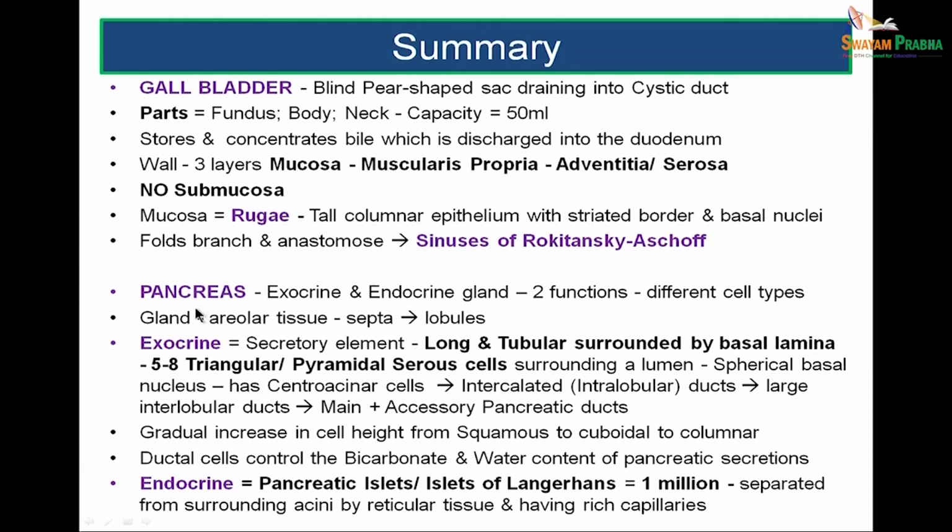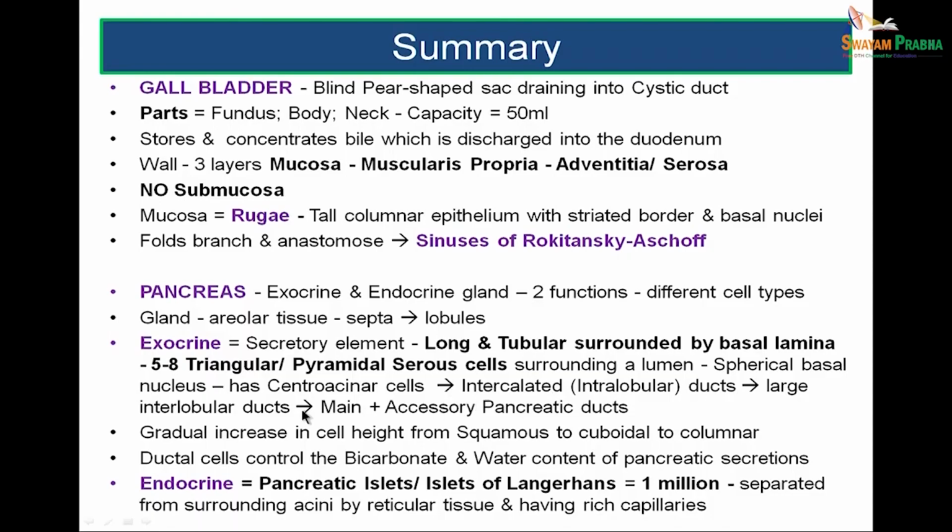The pancreas we studied is an exocrine and endocrine gland, having 2 different functions by 2 different cell types. The gland has areolar tissue which gives septae going into the gland to form lobules. The exocrine part is secretory. It has long tubular secretory acini surrounded by a basal lamina, having triangular or pyramidal serous cells surrounding the lumen, a spherical basal nucleus, and centroacinar cells. All this drains into the intercalated duct.